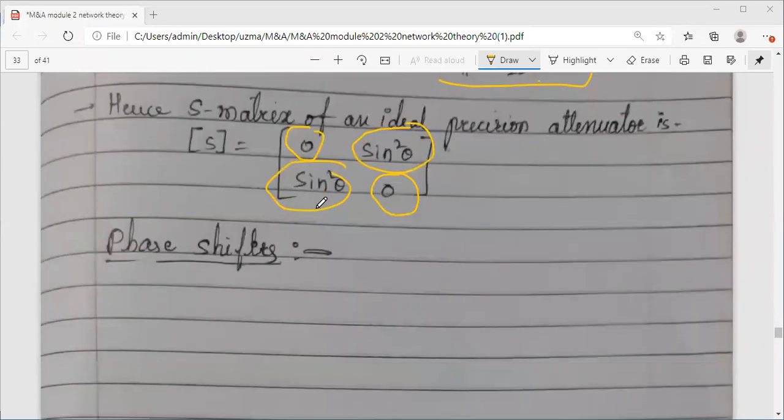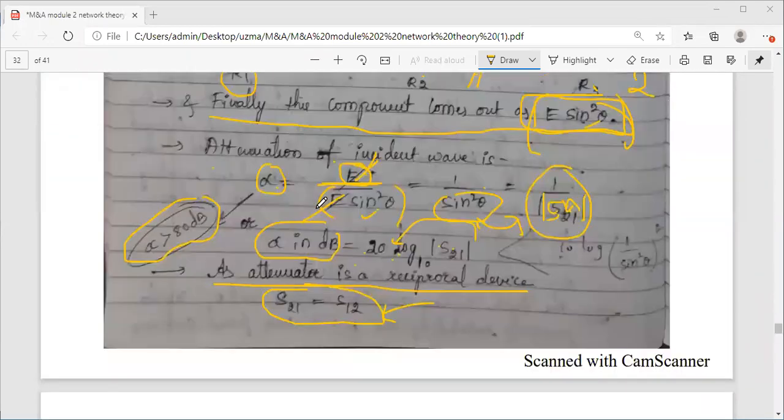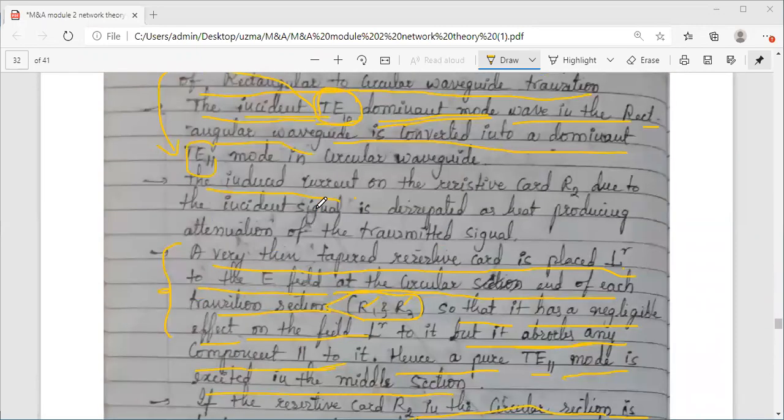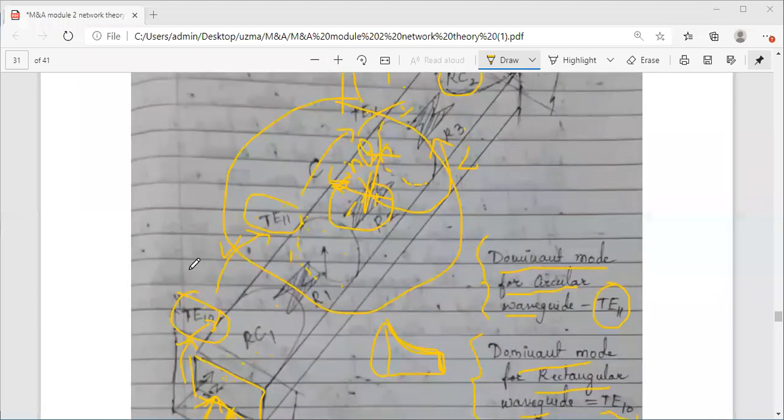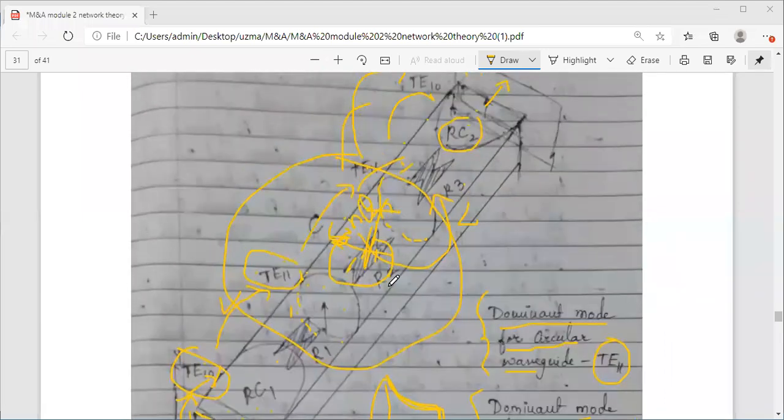Hope you have understood this rotary vane attenuator. The important thing is the transitions. Understand the structure, what transitions are happening, and what the roles of R1, R2 and R3 are at each point. Which component gets absorbed and which component is transmitted without attenuation, that is important here.